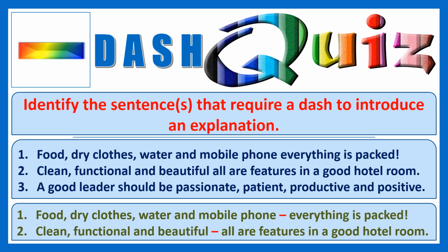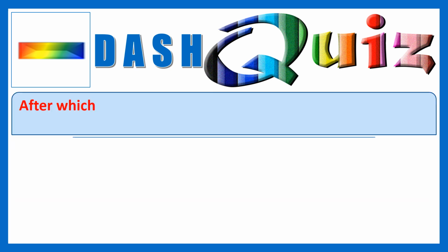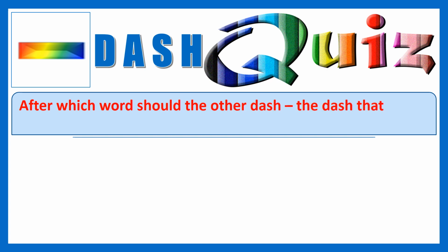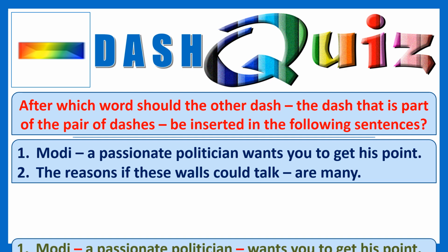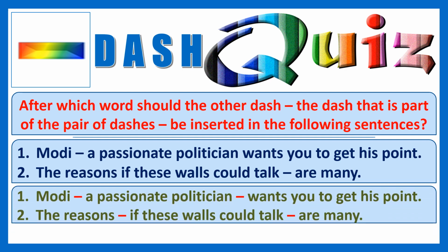Add a dash after the phrase mobile phone in sentence 1. Add a dash after the word beautiful in sentence 2. After which word should the other dash, the dash that is part of the pair of dashes, be inserted in the following sentences? Look at the sentences. The right answer is add a dash after the word politician in sentence 1. Add a dash after the word reasons in sentence 2.